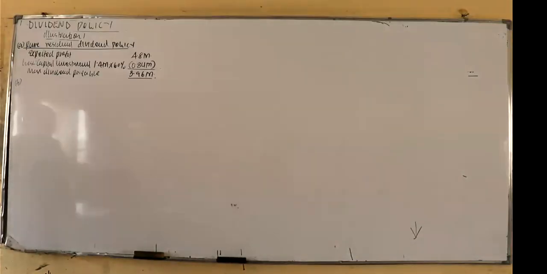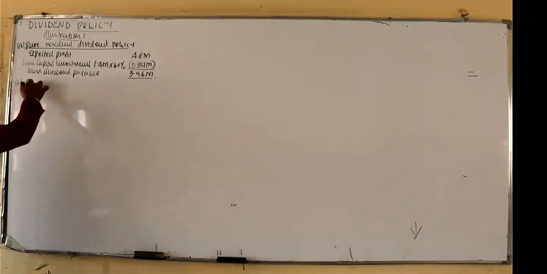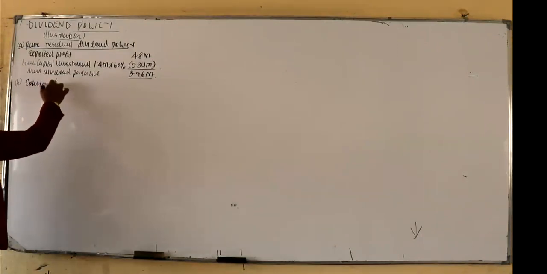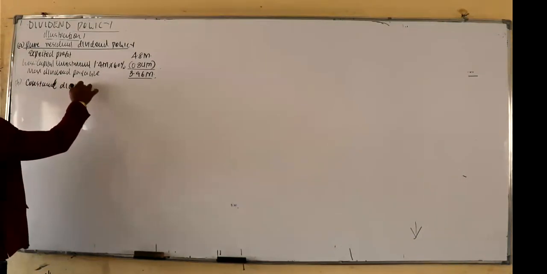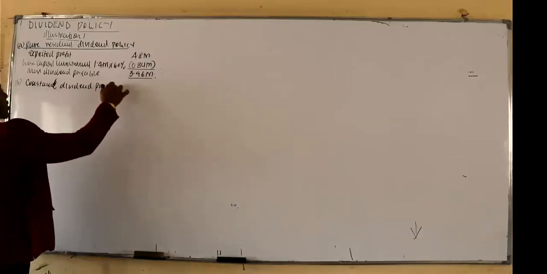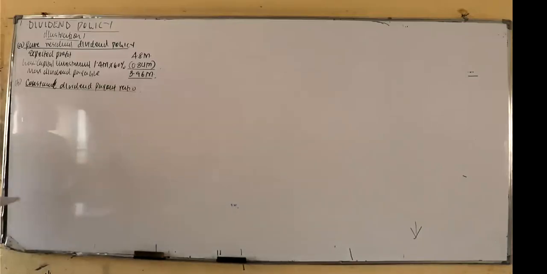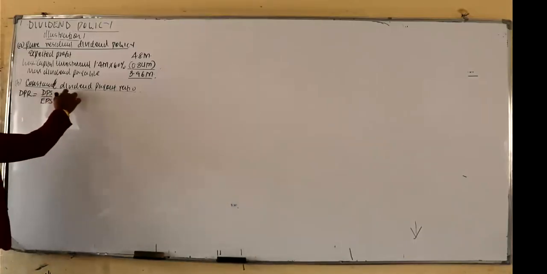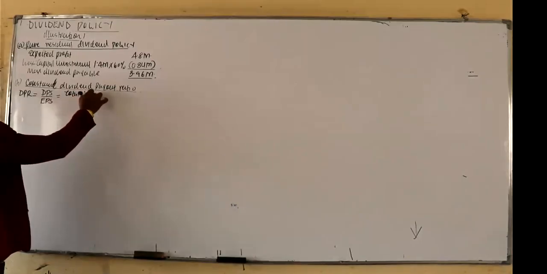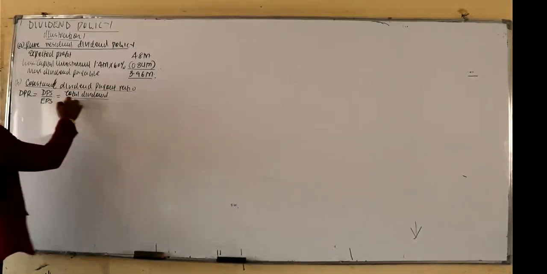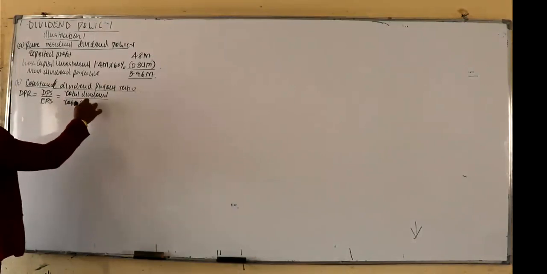Constant dividend payout ratio. We adopt constant dividend payout ratio. Yeah, so how do we get the dividend payout ratio? To get the dividend payout ratio, you take the dividend per share over the earnings per share, which is the same as the total dividends, you divide by the total earnings.